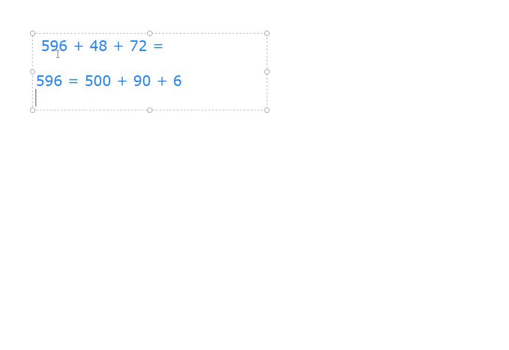Next number is 48. That is a 2-digit number. So the value of 8 in 48 is 8 ones. The value of 4 in 48 is 4 tens. So I'm going to write 40 at the place of tens and 8 at the place of ones.